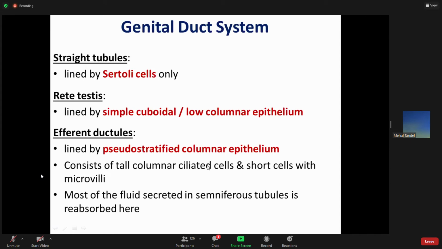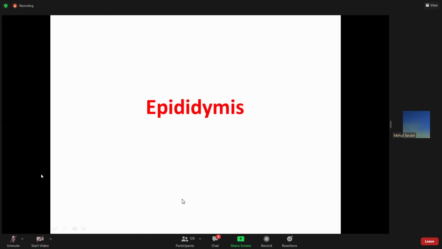Efferent ductules consist of tall columnar ciliated cells and short cells with microvilli. Most of the fluid secreted in the seminiferous tubule is reabsorbed in the efferent ductule, which creates a suction pressure inside the seminiferous tubule, which helps in the movement of spermatozoa.